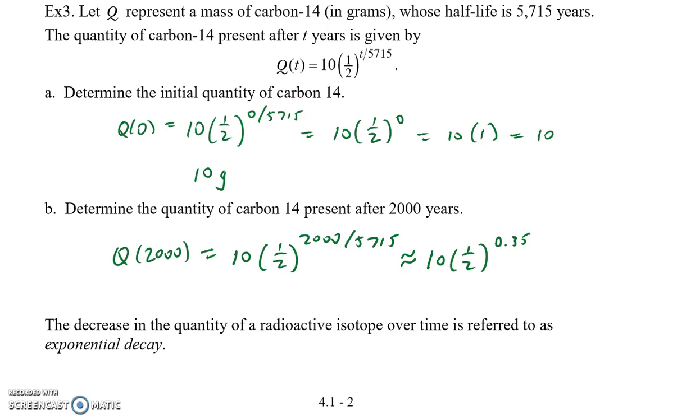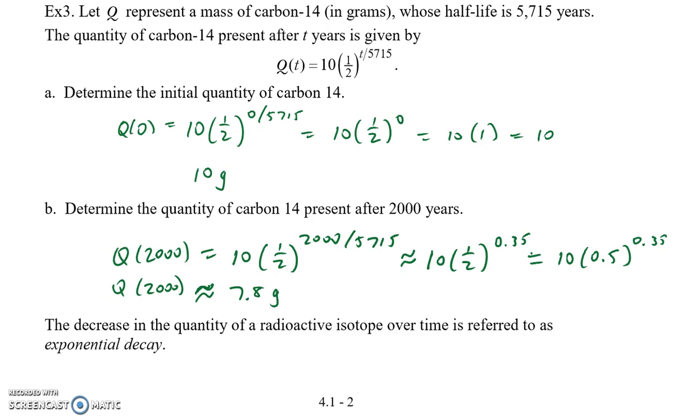And for the purposes of using a calculator, another way we might write this is 10 times 0.5 to the 0.35 power. So you can enter that in your calculator using your exponent function. And what we would determine from this is that this would be approximately 7.8 grams. So Q of 2,000 would be approximately 7.8 grams.